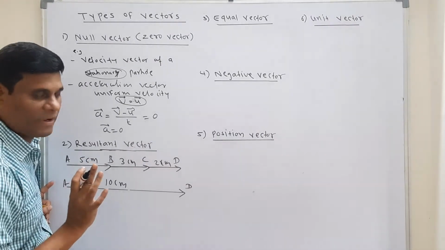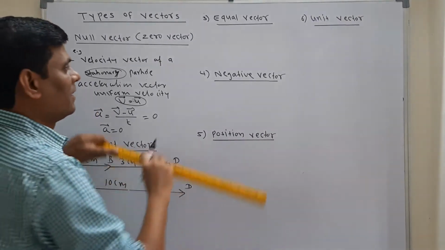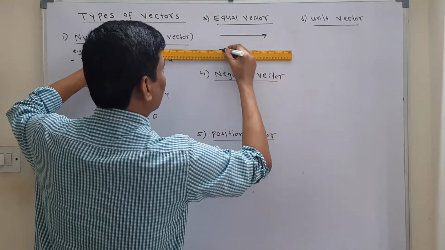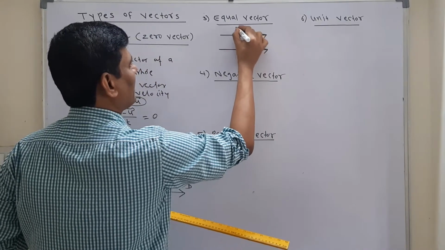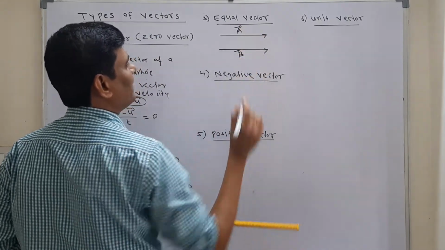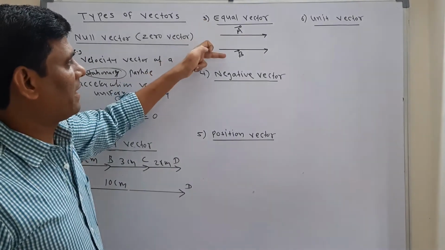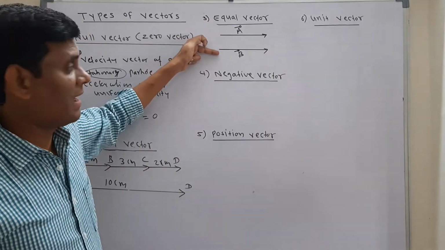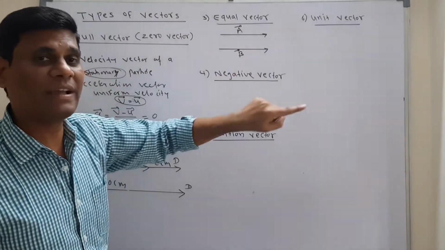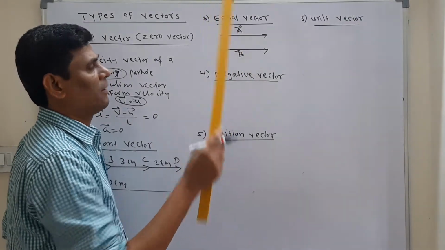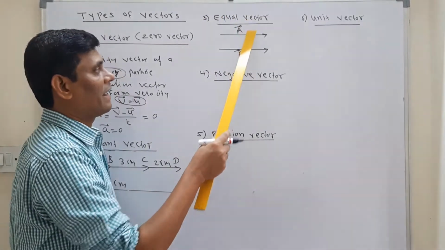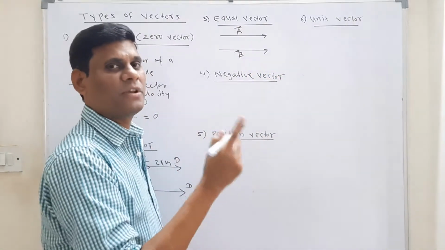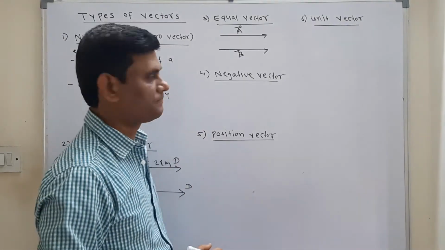Fine. Equal vectors. Now suppose there are two vectors, say A and B. Suppose this is vector A and suppose this is vector B. And vector A and vector B represent the same physical quantity, and the magnitudes of vector A and vector B are the same and both are in the same direction. Then we can say these two vectors A and B are equal vectors. It means two vectors representing the same physical quantity, with the same magnitude and traveling in the same direction, we call equal vectors.